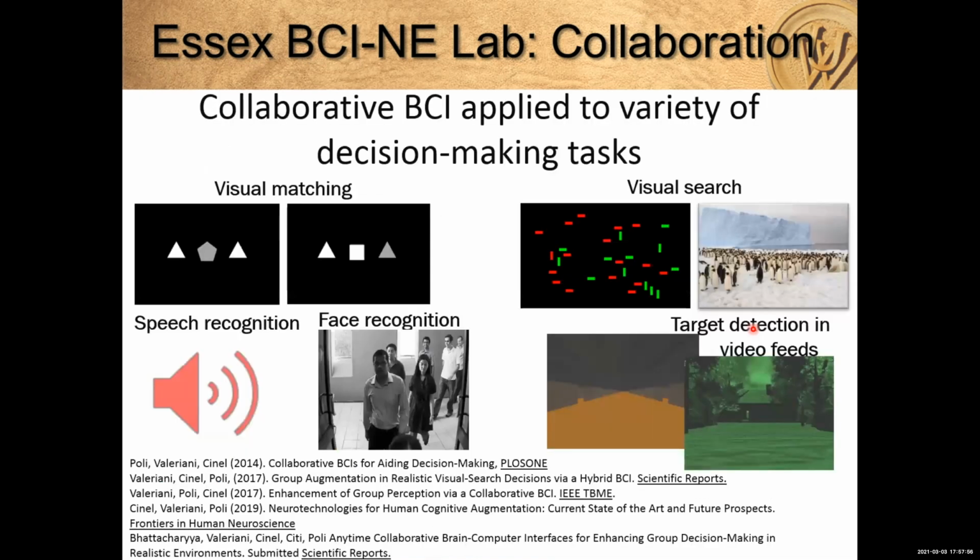My colleague's lab has been applying this to a variety of decision-making tasks: visual matching, visual searching, target detection in video, face recognition, and have been able to show that if you merge individual decisions and weigh them using BCI-assisted confidence estimation, you will get a better estimate of the overall decision. So that's another fun example. I'll give you a quick one from my lab as well, just to give you a totally different application.